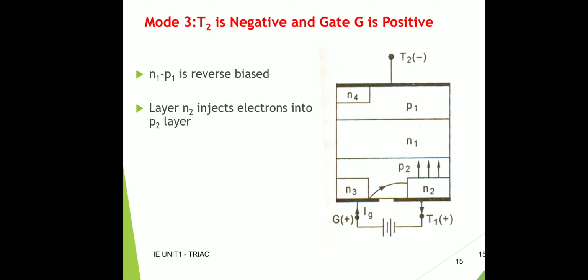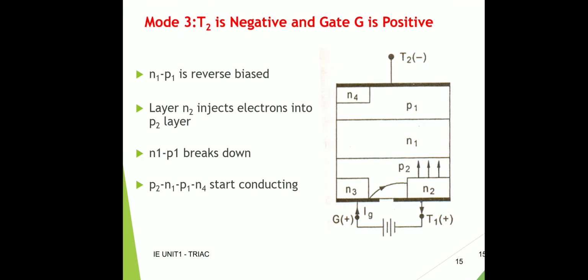When this N2 is injecting electrons into the P2 layer, it breaks the reverse bias of the P1 N1 junction. See here, this N2 layer is injecting electrons into the P2. These injected electrons mean more electrons in the P2, and this is breaking the N1 P1 junction, right?